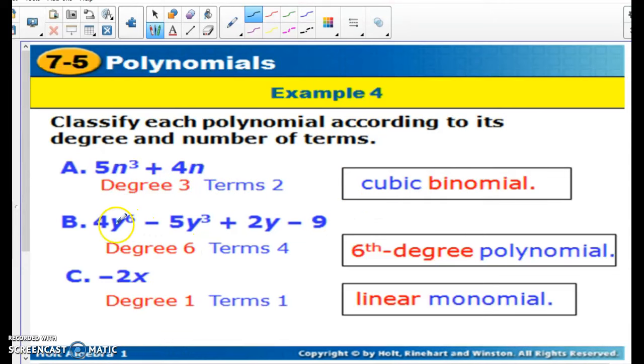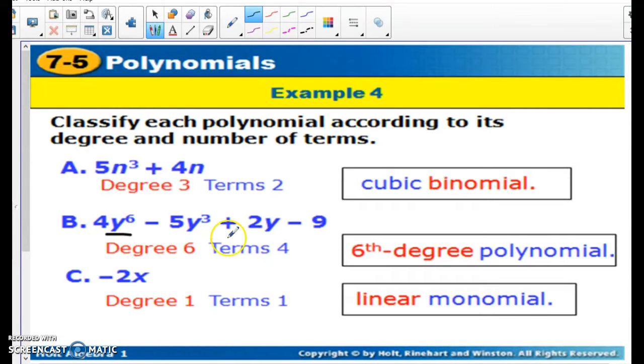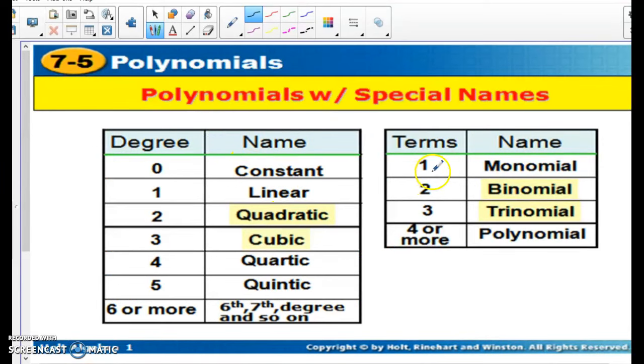Here my degree is 6 because of the y to the 6th there. So it's the 6th degree. So remember, if we go back, if it's more than 6, it's just going to be to the 6th degree. And it's more than 3 terms. So remember, anything more than 3 terms is going to be a polynomial. This one only has a degree of 1 and a term of 1. So a degree of 1 and a term of 1 should be a linear monomial.